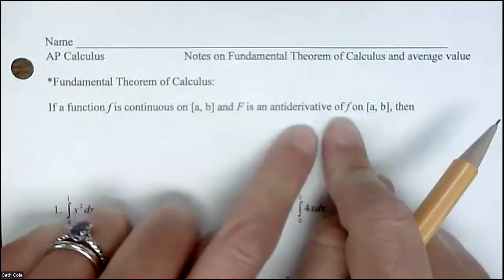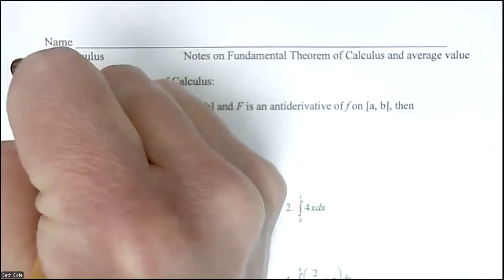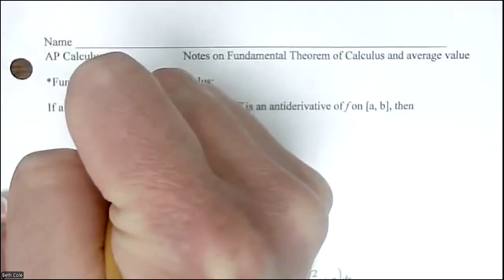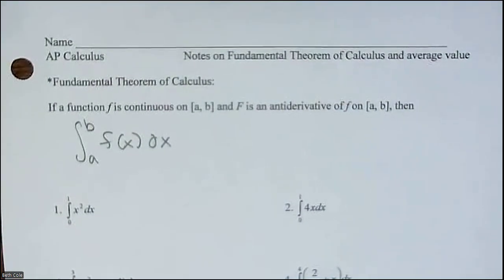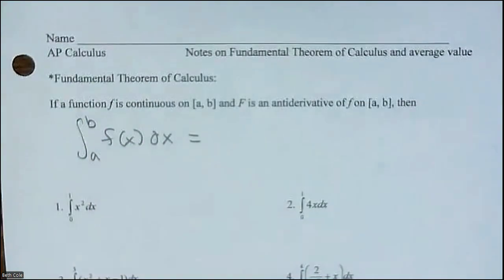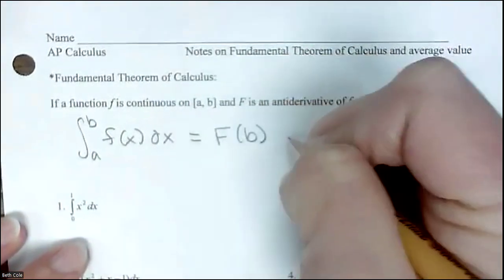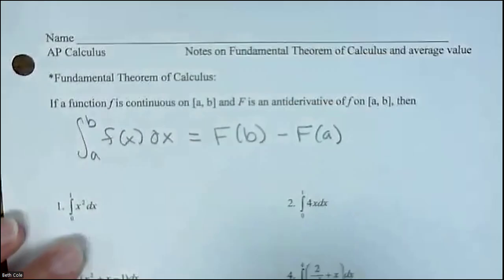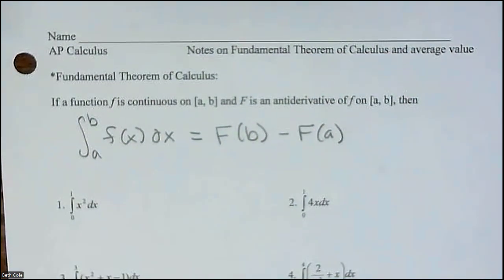If capital F is the antiderivative on your interval a to b, then your integral from a to b of lowercase f of x dx equals, and here's where you've done an antiderivative, so now it's going to be capital F. It's F of b minus F of a. It's the upper boundary minus the lower boundary.